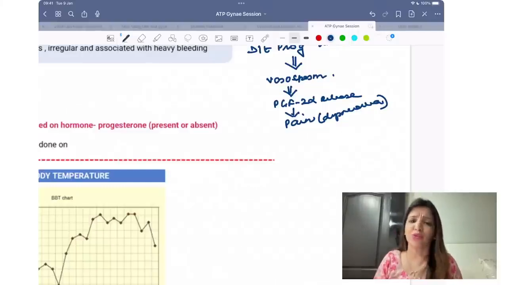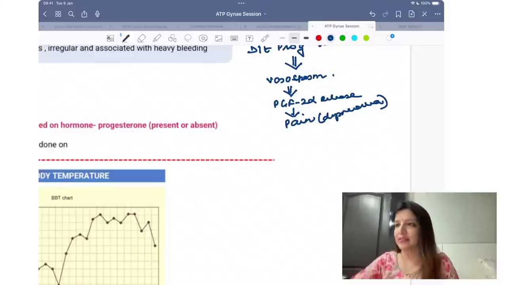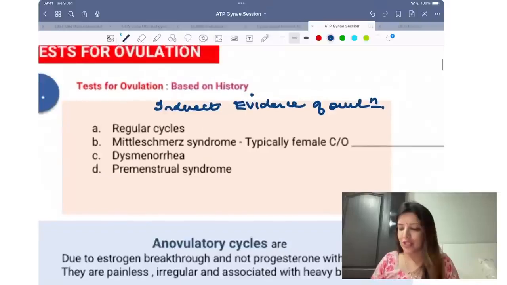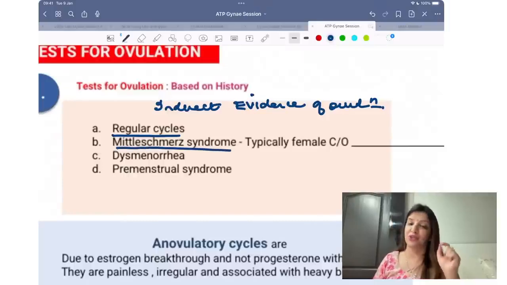कितनी ऐसी females होती हैं जिनको pain feel नहीं होता? That doesn't mean all of them are having anovulatory cycles. But yes, अगर pain हो रहा है, then definitely that means कि she is having ovulatory cycles. Clear to all of you? Yes. So indirect evidence of ovulation is if a female is having regular cycles or if there is Mittelschmerz syndrome.